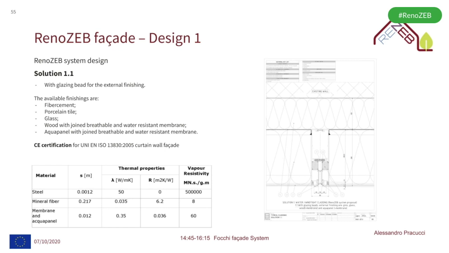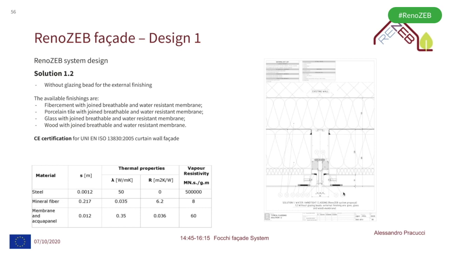Since this phase, we had thought to use different finishings for our facade, like fiber cement, porcelain tile, glass, wood, or other solutions such as plasterboard. Aquapanel is one of the commercial products we have tested. Obviously, in some cases, the introduction of a membrane to improve the characteristics of the external finish was needed. In this case, for wood and plasterboard a membrane was needed for the water resistance issue that was not guaranteed by this type of product.